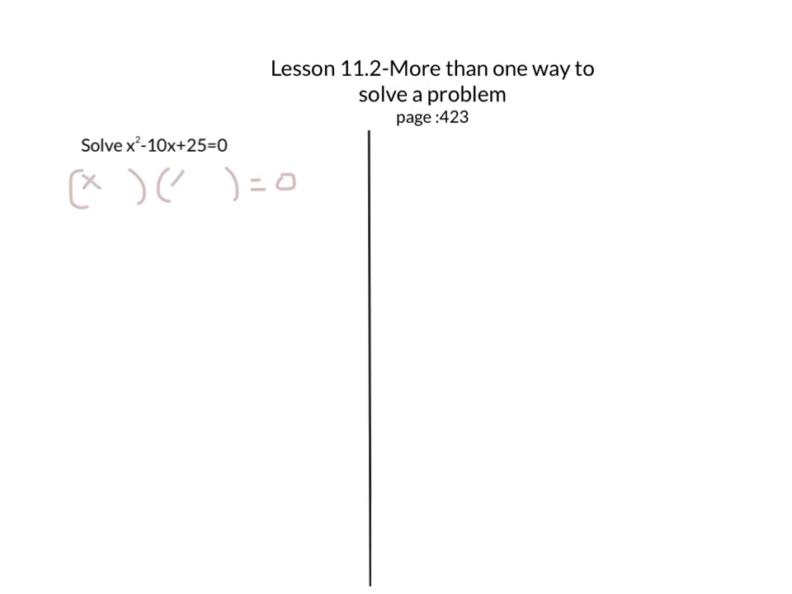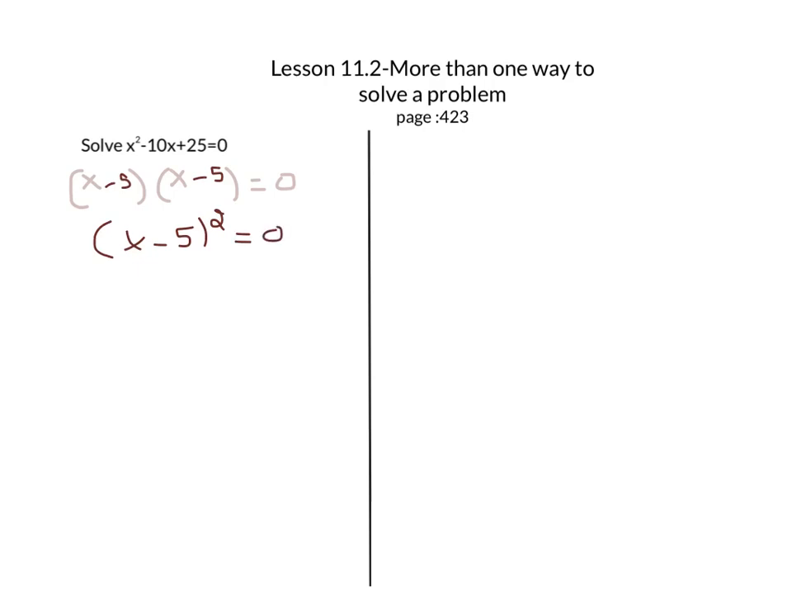X with x, I need to find two terms with a product of 25 and a sum of -10. There would be -5 and a -5. As you notice over here that both factors are the same, x minus 5. I can also write it as x minus 5 to the power of 2 is equal to 0.